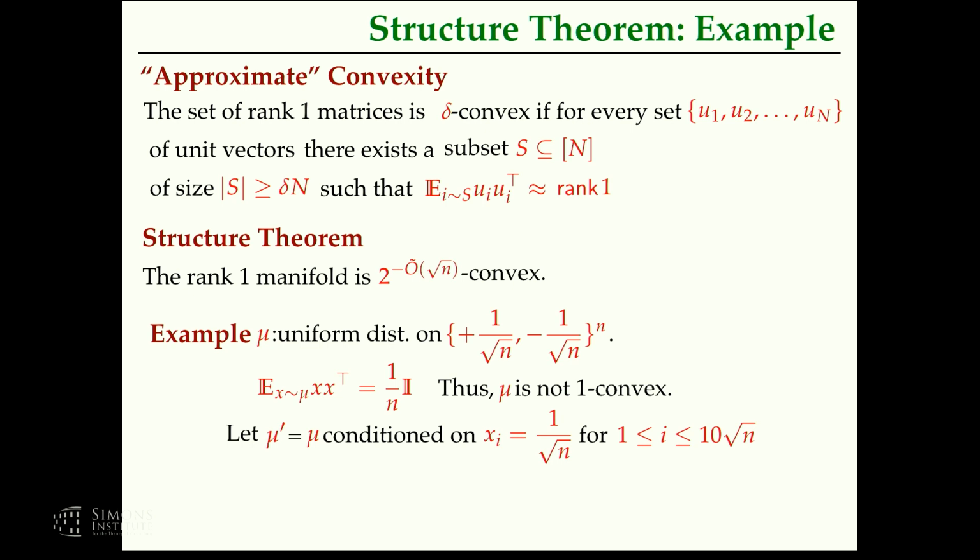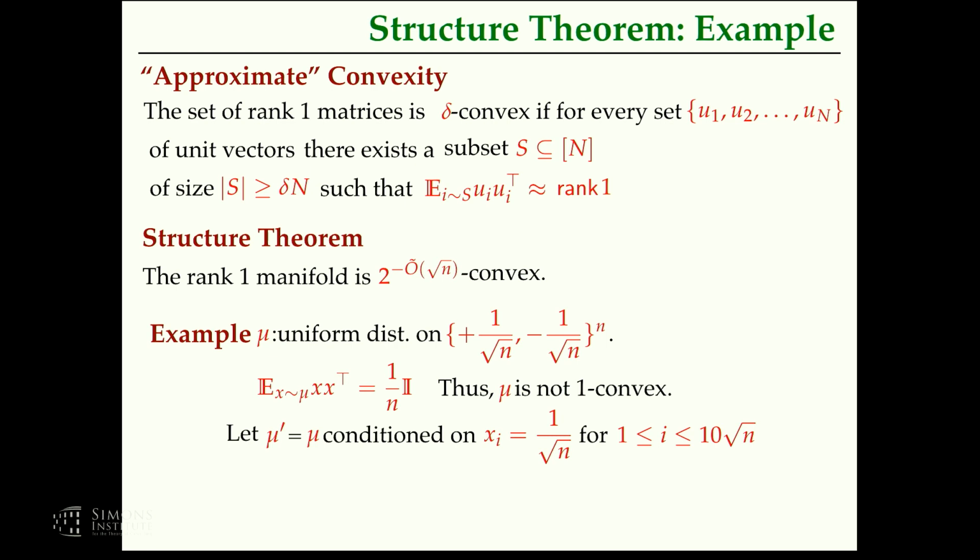So here is my construction. My construction is basically just take the distribution mu prime, which is mu conditioned on the first 10 root n coordinates fixed to be, let's say, positive. Okay. So the hypercube has n dimensions. I fixed 10 root n coordinates. So you all agree that this is a subset of size some 2 to the minus 10 root n fraction of the points from the hypercube, right? So this is the kind of delta we are shooting for.